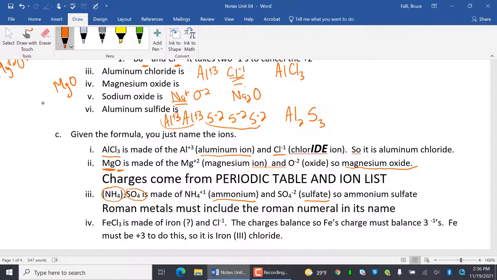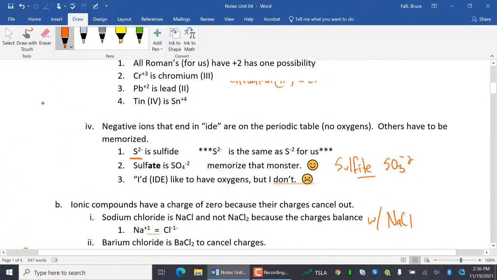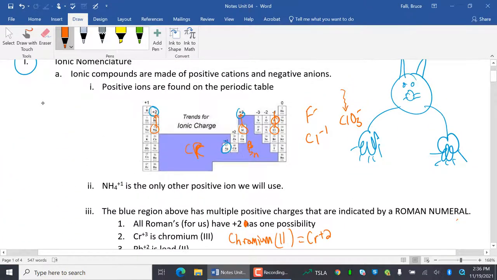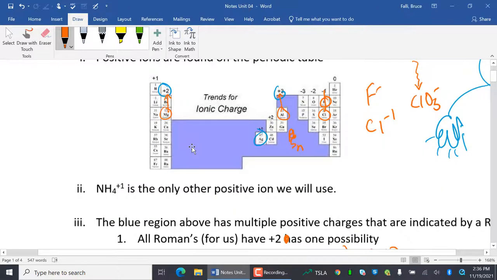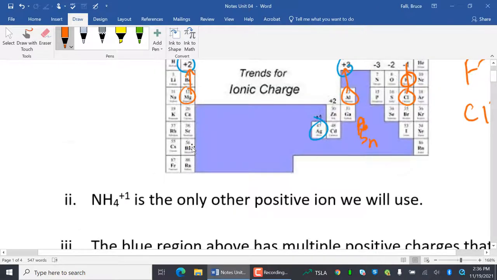Roman metals must include the Roman numeral in their name. So if I have FeCl3, it's made of iron with some charge and chloride. Why is it some charge? Well, let's look at our periodic table, and our old friend iron is right around here.